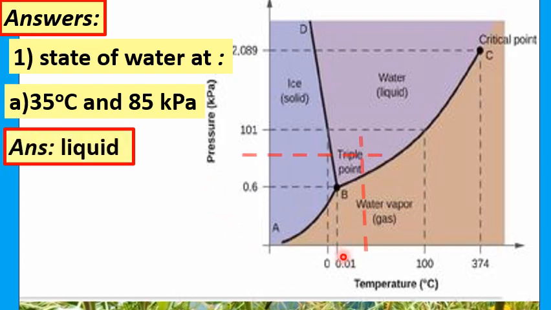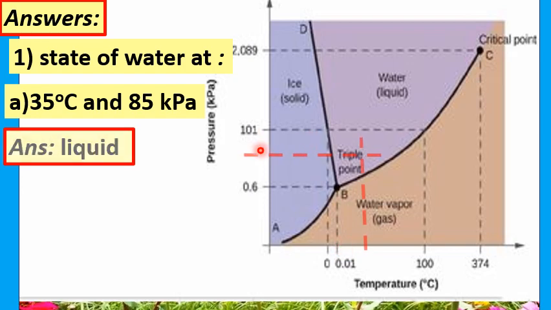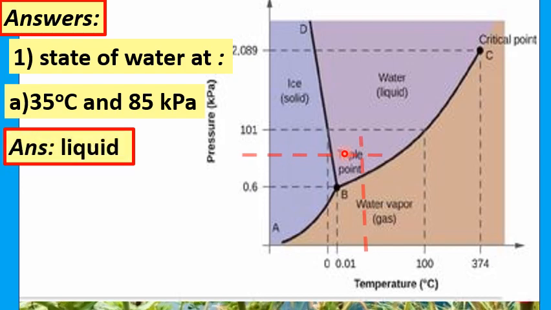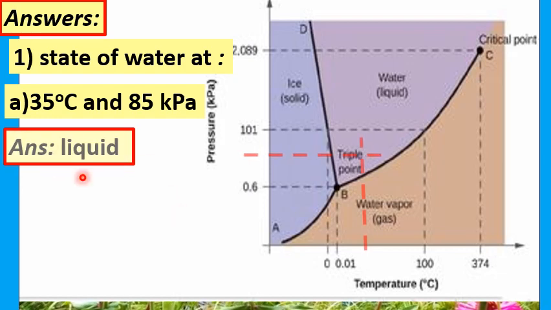35 degrees Celsius is approximately at this point, all right? While 85 kilopascal is estimated to be at this point. So when they intersect, all right, the two broken lines intersect at that point, which falls in the region of the liquid phase of water. So that's how we arrive at our answer for letter A.